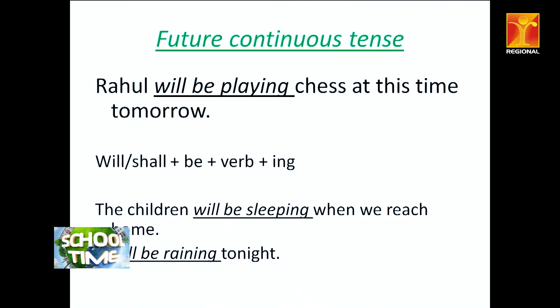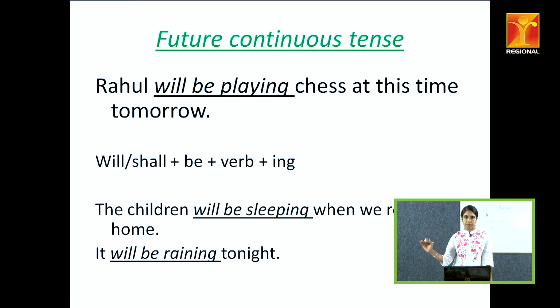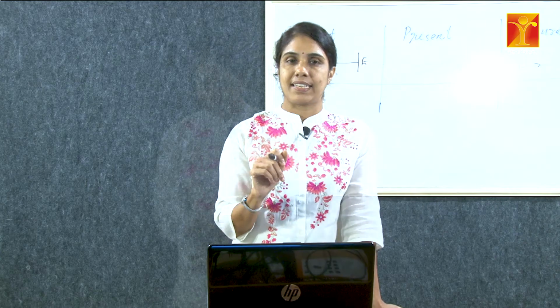One example is, the children will be sleeping when we reach home. We are thinking that when we reach home, the children will be sleeping. They will be continuing sleeping when we reach there. Second one, it will be raining tonight. We are hoping that it will be raining. It will continue raining this night. Okay, this is future continuous tense.